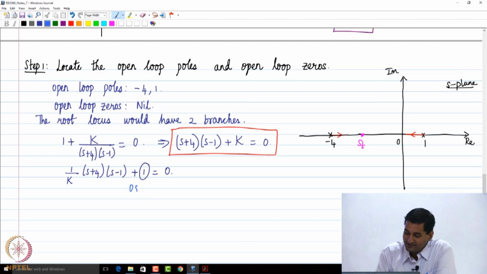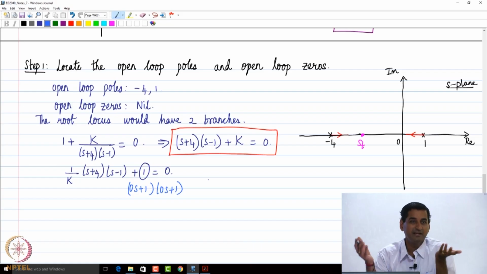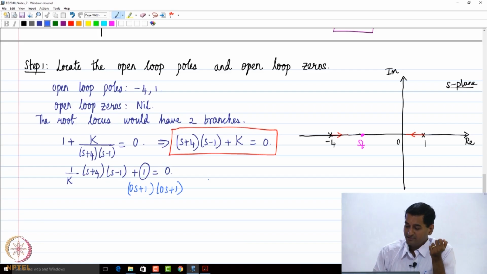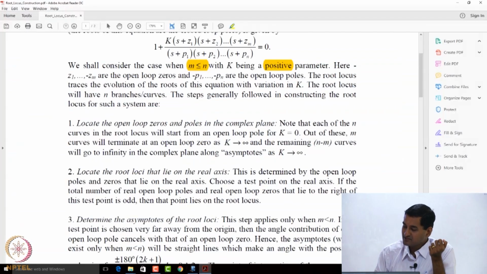Suppose, on the other hand, you write this 1 as, let us say, 0s plus 1 and 0s plus 1. Can I do that? So, in a certain sense, when k tends to infinity, I am going to have the closed loop pole s tending to infinity in the complex plane. It can be in any direction. So that is why the second statement comes into play.